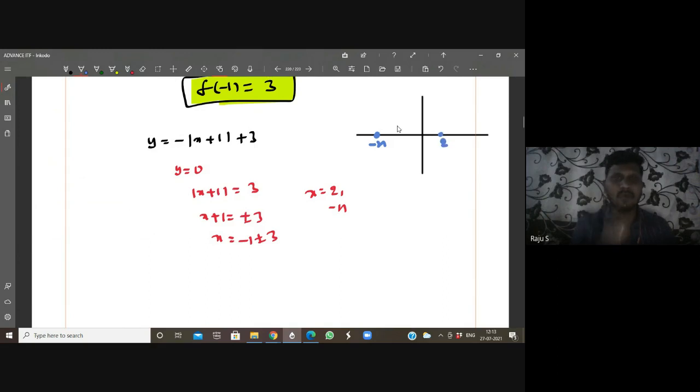I'm taking. Now, when y is equal to 0, we are going to get x values, the x intercept. Then when I take x is equal to 0, y value is minus 1 plus 3, so minus 1 plus 3 means 2. Here y value is 2 when x is equal to 0. So here we will get a maximum value.